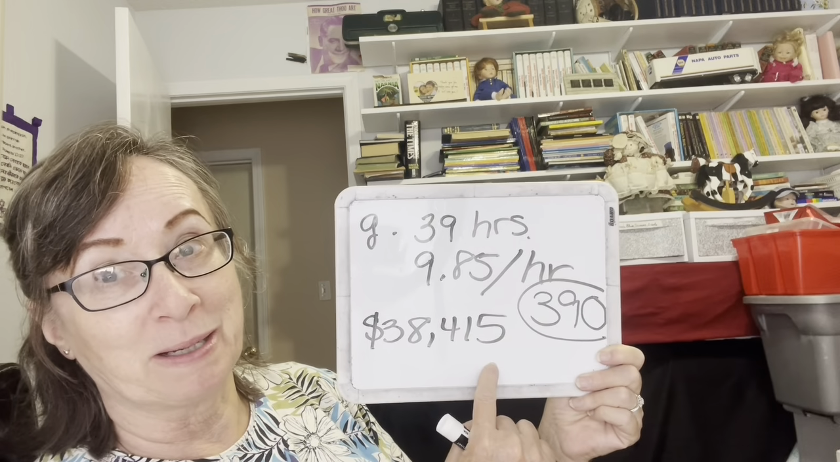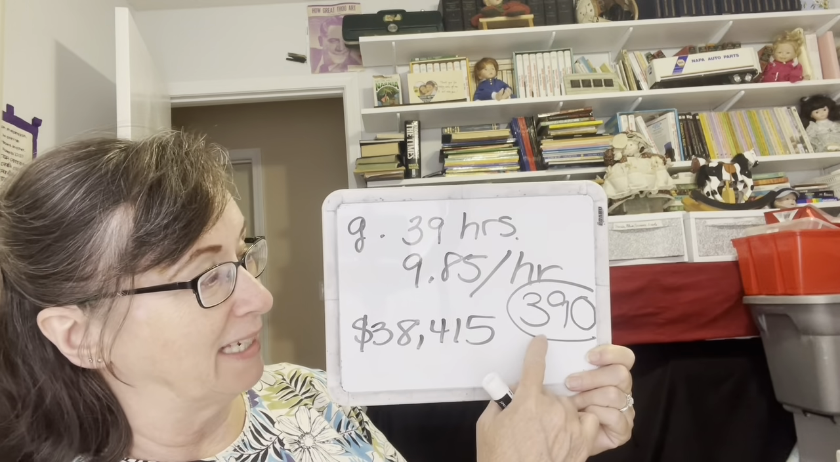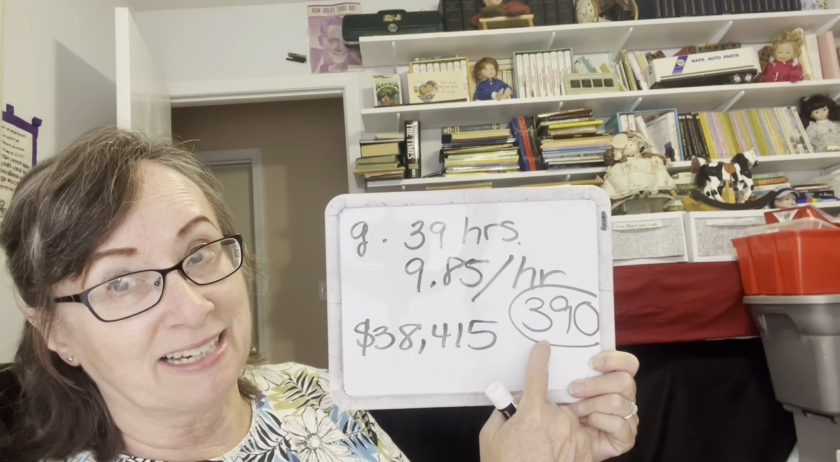That was a pretty big mistake. He thought he had 38,000 when he only had 390. That's got to be disappointing, right?